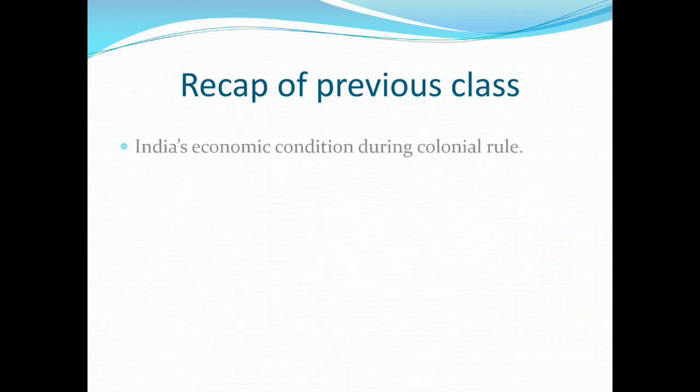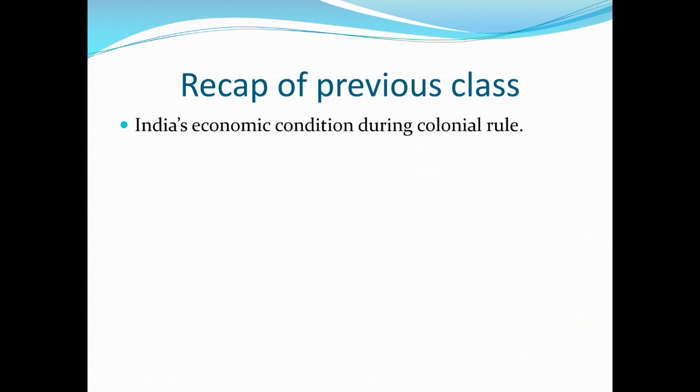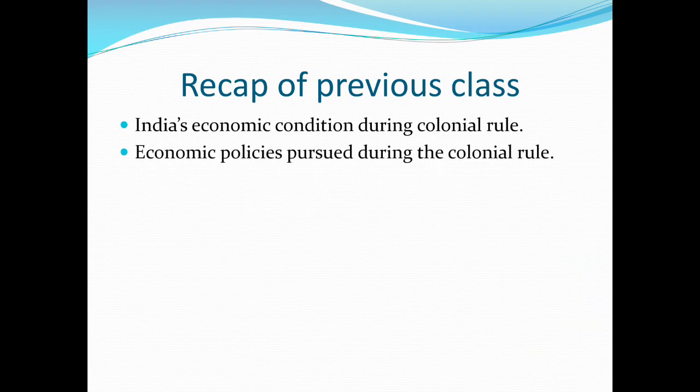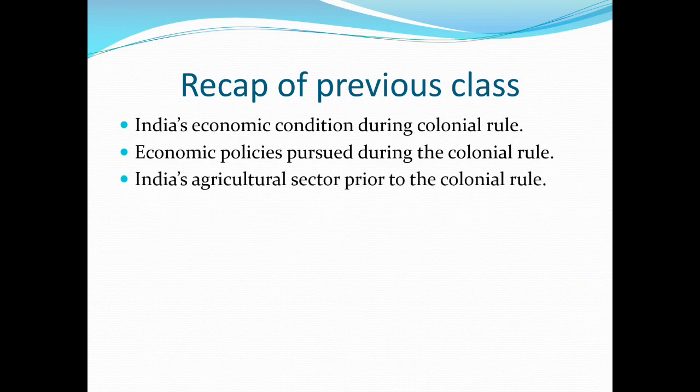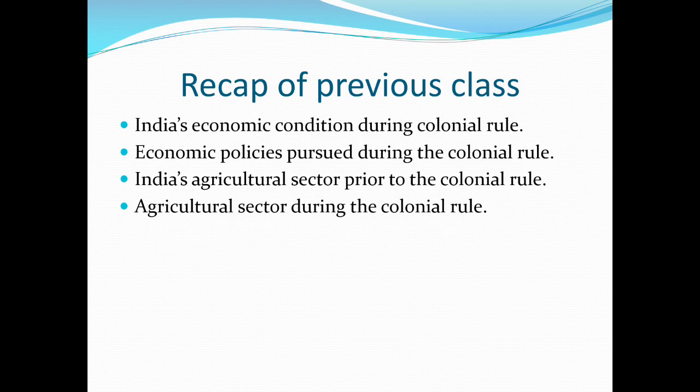Okay, so the first thing that we learned in the last class was about India's economic condition during colonial rule. Then economic policies pursued during the colonial rule. India's agricultural sector prior to the colonial rule. So what happened during the colonial rule, how did agriculture improve or decline? Do you think it improved or declined? Yes, it did decline. Agriculture sector during the colonial rule.